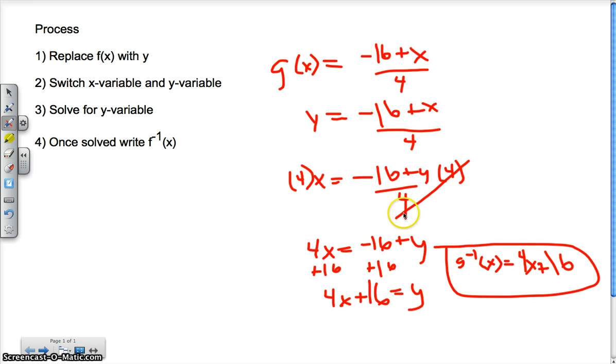Okay, so those are two problems. So all you have to do, remember, is replace f of x with y, switch the variables, solve for y, and then once you solve it, just rewrite it as f, g, whatever they used, negative 1 of x equals your answer.